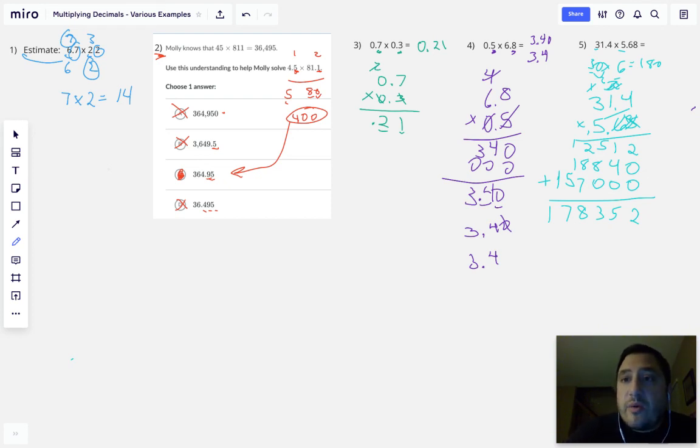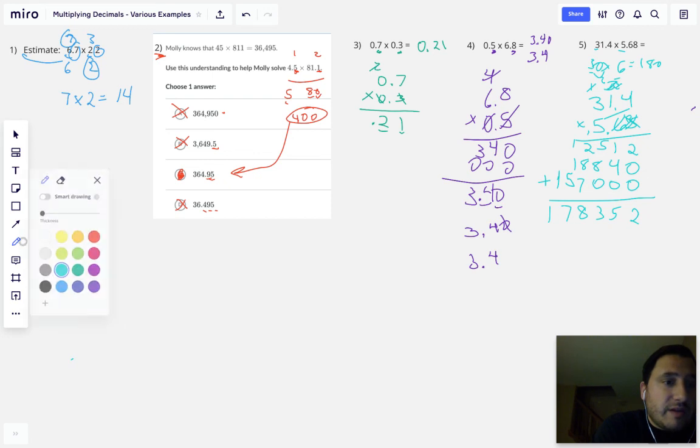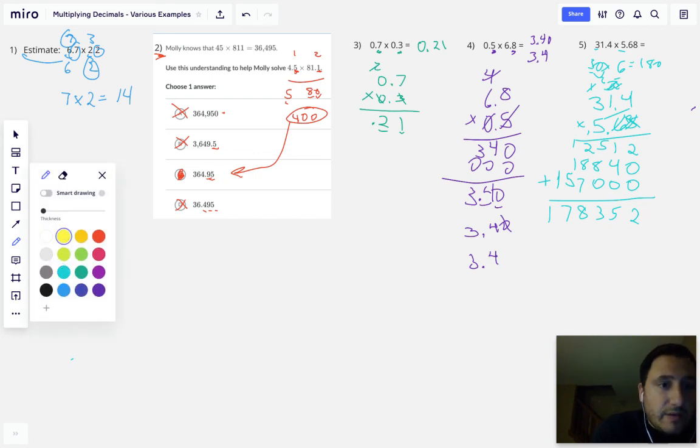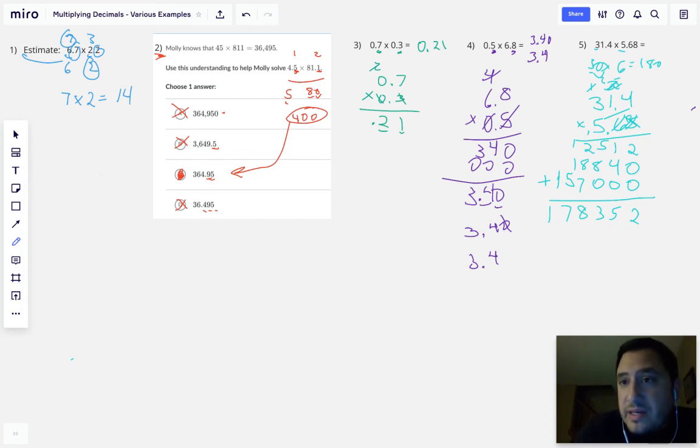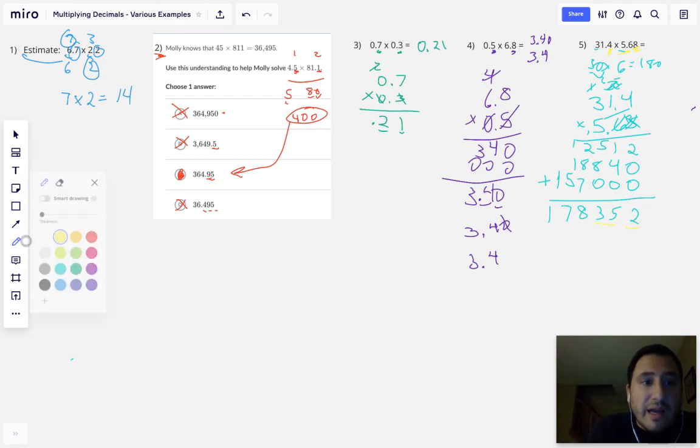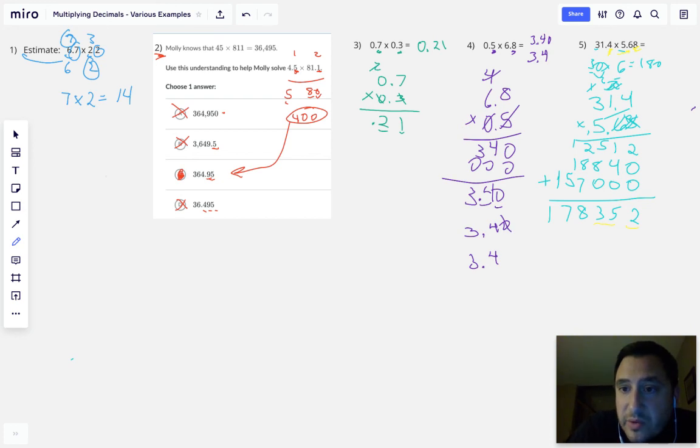178,352. But now we go to our problem, and I'm going to use a different color, and I'm going to use yellow. When we're doing this, how many digits are behind the decimal? I have 1 here. That's kind of hard to see. And I have 2 here and 3 here. I have 3 digits behind the decimal point. That means 1, 2, 3 digits need to be behind the actual decimal point. So when I put my decimal point, I'm going to put it right there.